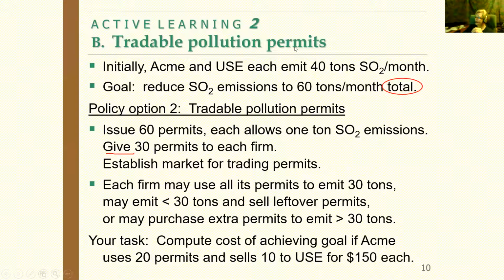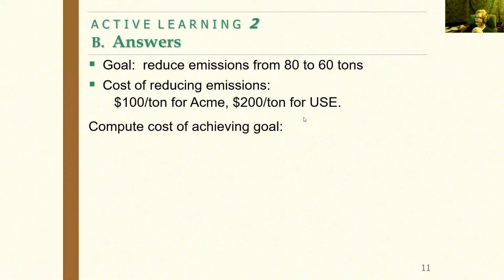Oh, let me go back here and I want to erase my annotations. Okay, there we go. So remember in this particular example that the price for a tradable pollution permit is $150.